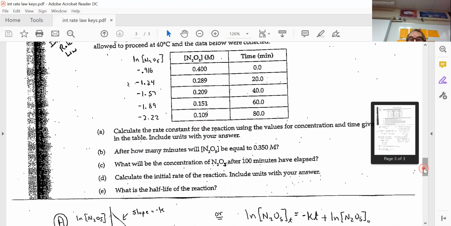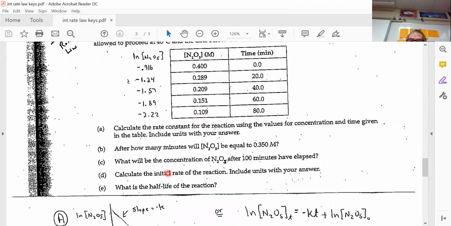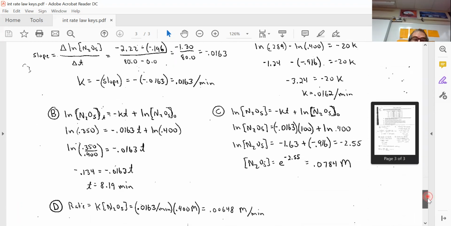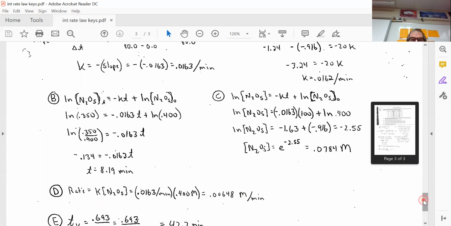Calculate the initial rate of reaction, including units, with your answer. So this goes back to the initial rate law. If it's first order, and only first order in N2O5, this would be the initial rate law. This is kind of a new little type of problem, and then I can just take k times that initial concentration. Remember, over time, as the concentration decreases, the reaction is going to go slower. Kind of like diminishing returns, it goes more slowly over time.